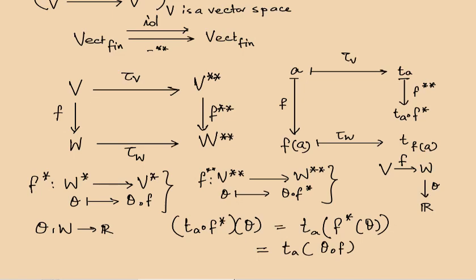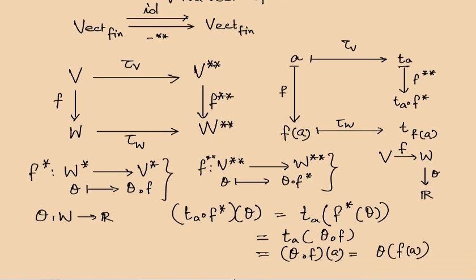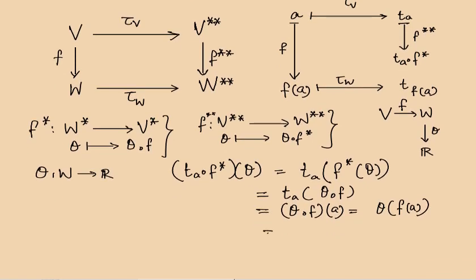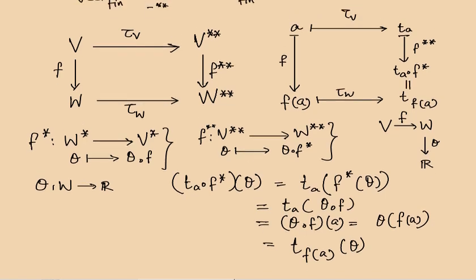Now TA, what is TA? TA is in V star star. Theta composed F is in V star. Right? Remember how TA was defined? It was the evaluation at A. So it is theta composed F at A. So it is theta at FA. Right? But then evaluation, so this is nothing else but TFA of theta. Yes? So you see, these two are the same. So this diagram commutes.